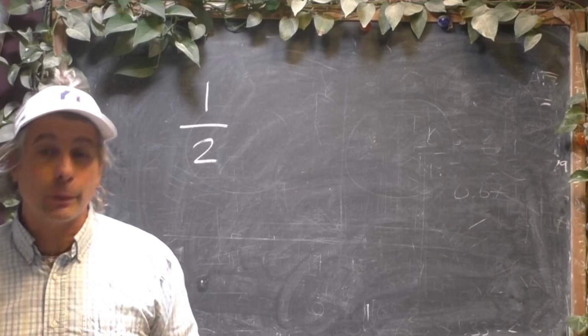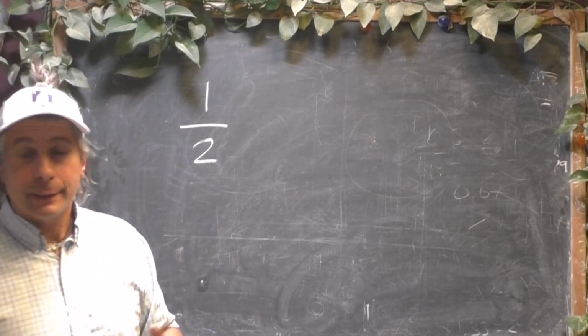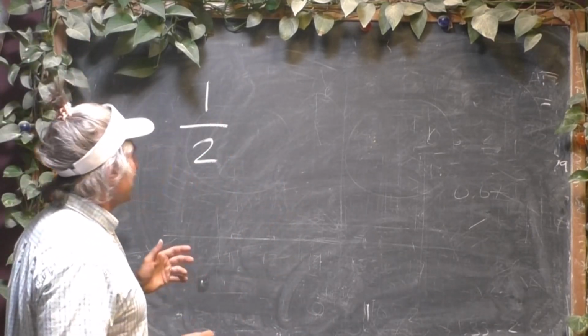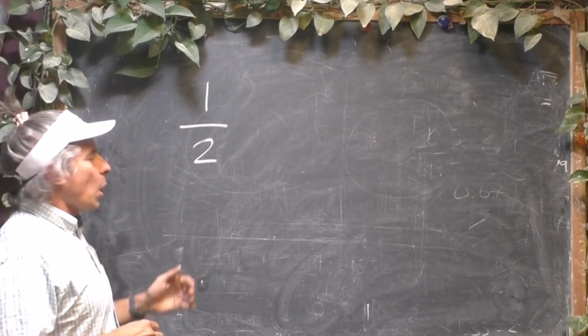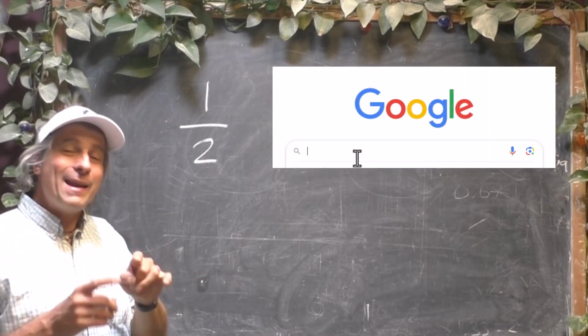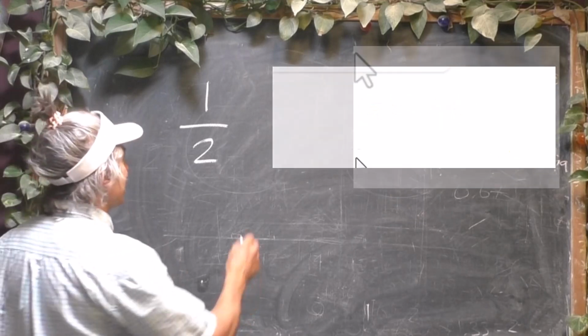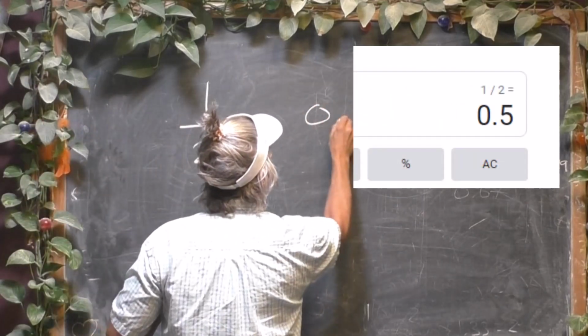Because the fraction bar also means per. It also is the indicator of a fraction. But mathematically, it also means the division symbol. So 1 divided by 2. What is 1 divided by 2? Well, if you enter 1 divided by 2 into your calculator, it's going to tell you 0.5.